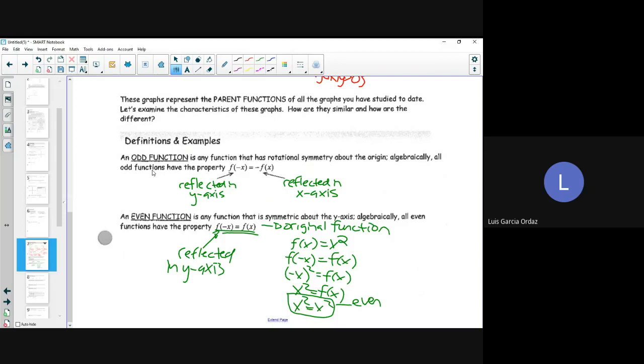Okay, so we'll take the same function. Let's take f of x is equal to x squared. We already proved that f of negative x is x squared, because we did the work over here. So now to prove that it's odd, we need to show that this f of negative x is equal to the negative f of x. So the whole function negative.